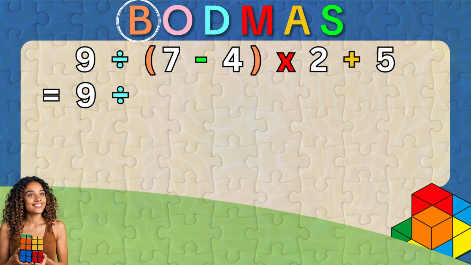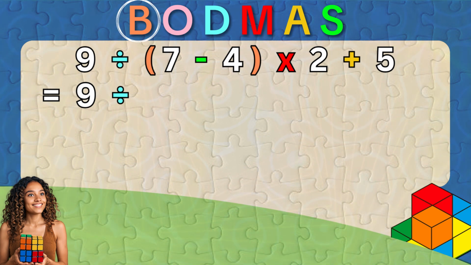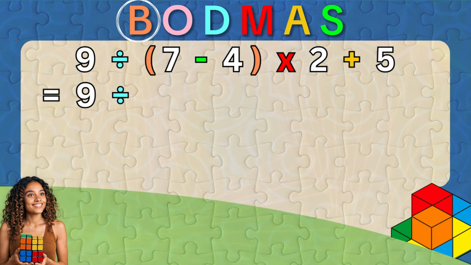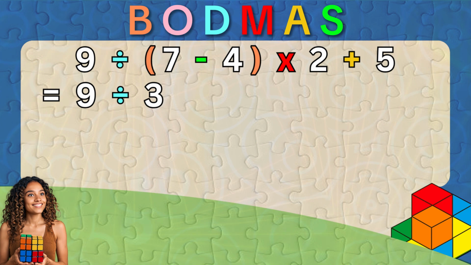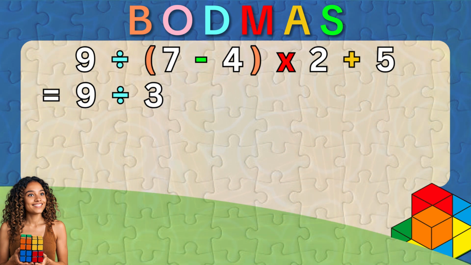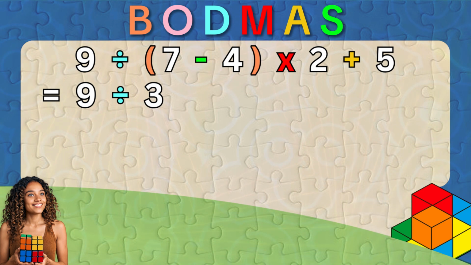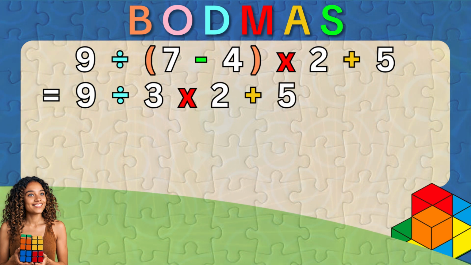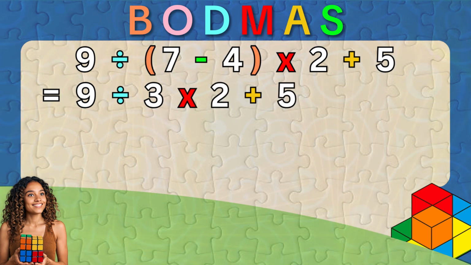Let's do the sum in the brackets. 7 minus 4 is equal to 3, so let's write 3 after the divide symbol, and then write down the remainder of the equation that came after the brackets, and that's times 2 plus 5.